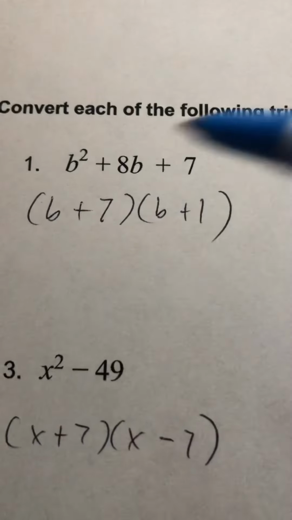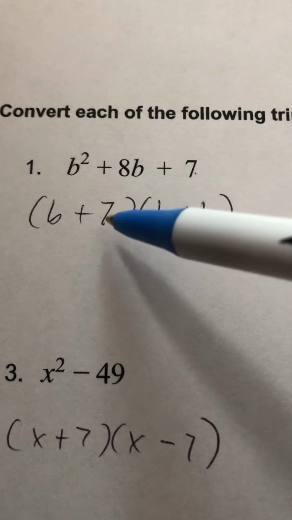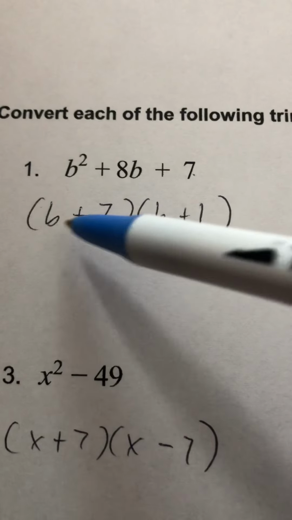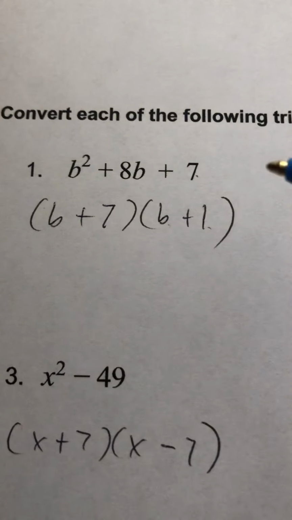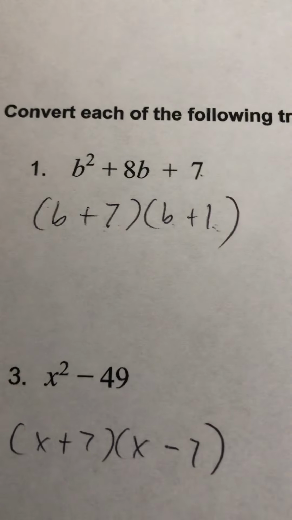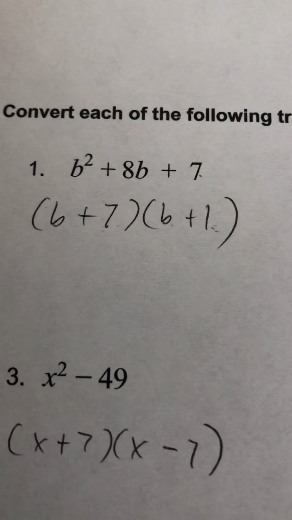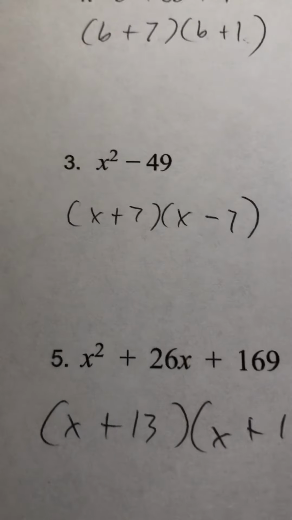So thinking backwards, what can I multiply together to get 7, but when I add them, with my two b's, I get 8b? Well, that would be 7 and 1. 7 plus 1 is 8, and 7 times 1 is 7. So that's how I think of it, when I'm thinking of it backwards.